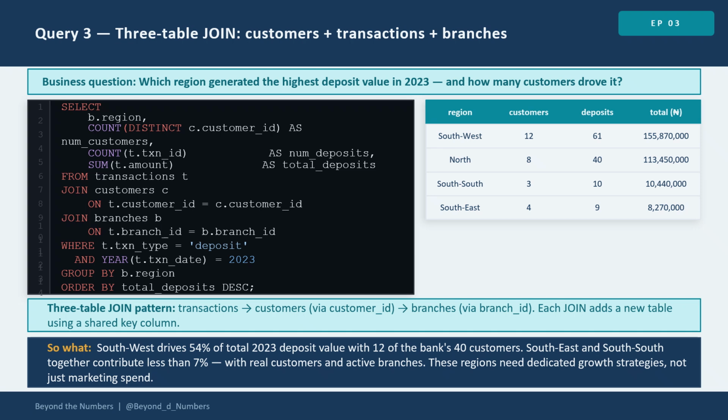Then so what comes again? Southwest drives 54% of total deposit value. Southeast and South-South are active regions with real branches, but are significantly underperforming relative to their potential. So these are not struggling markets, they are untapped ones. And they need dedicated growth strategies, not just marketing. So you can say that as we go further as a data analyst, you are able to advise your stakeholders on what to do. And that is exactly your role based on the data that you have.